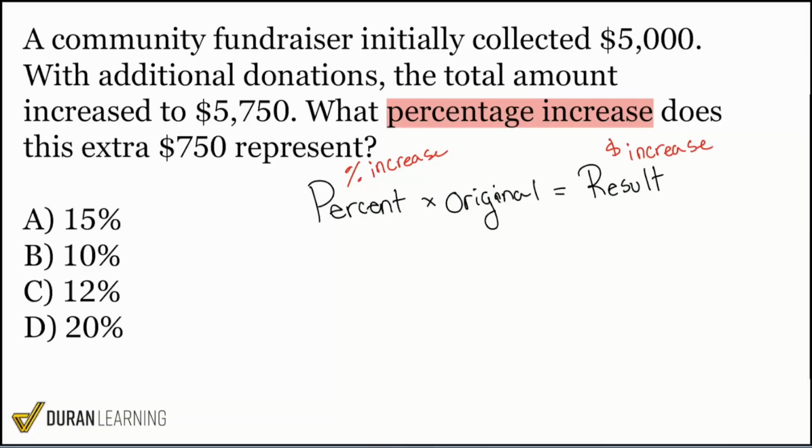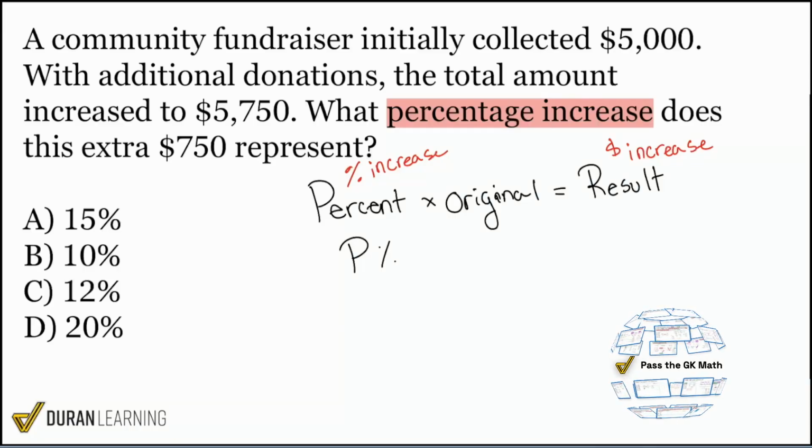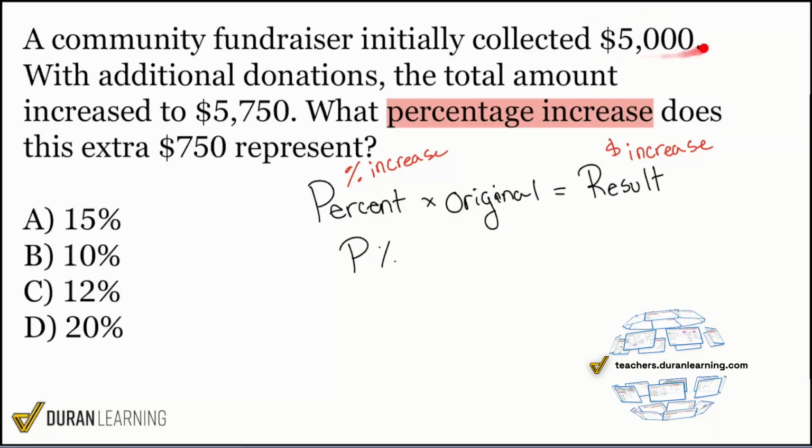I'm going to put P percent for that percent that we're looking for. What was the original amount of this fundraiser? What was the original collection amount? Correct. $5,000 right here. The community fundraiser initially collected $5,000. So boom, we'll write that out right there. That is the original.